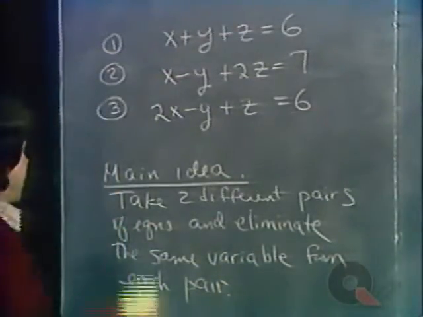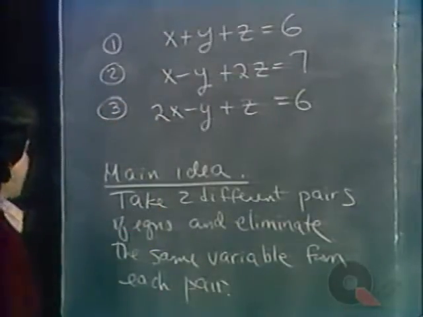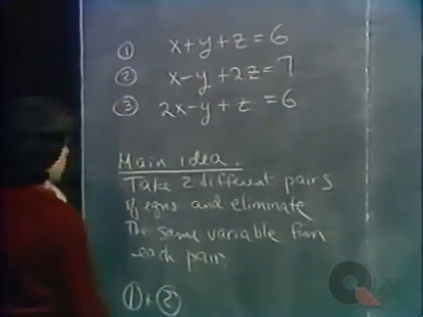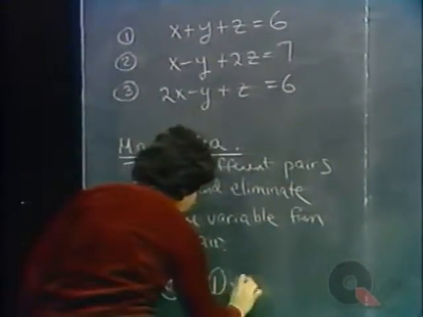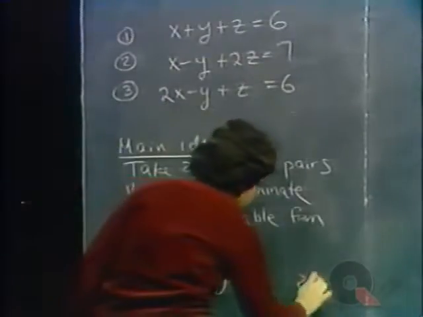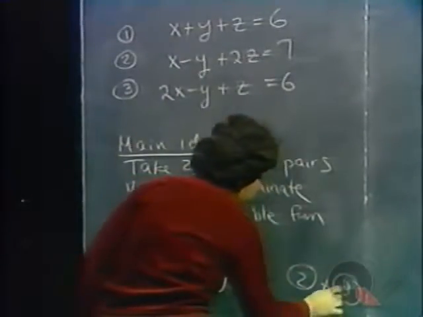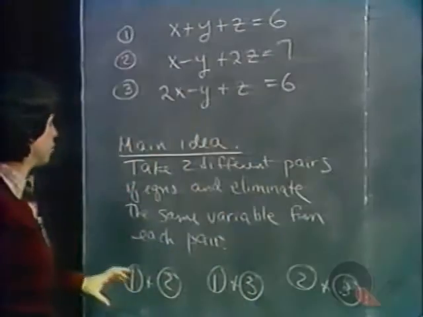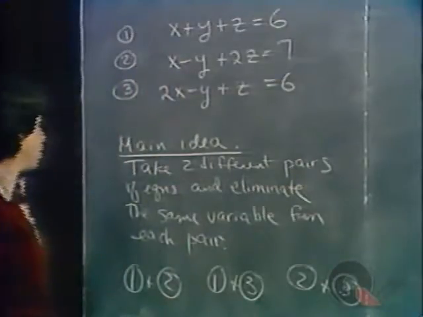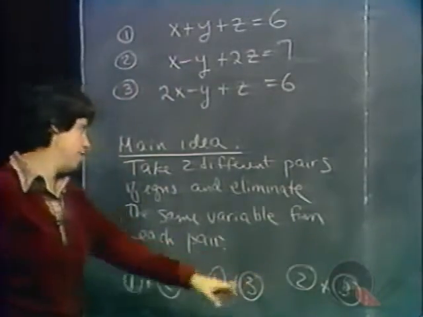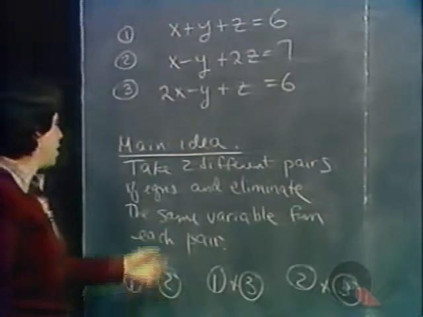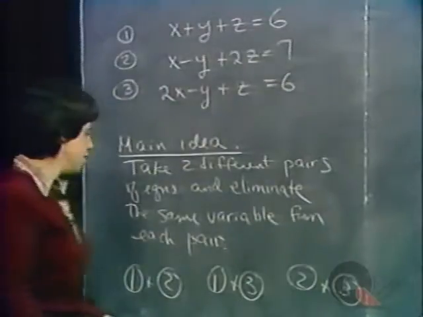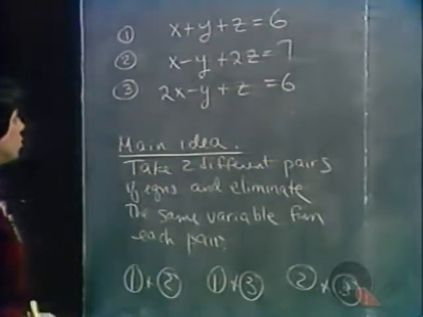Now there are 3 possible pairs of equations. We could take the first equation and the second. We could take the first equation and the third, or we could take the second equation and the third. 3 different pairs, 3 different groups that we could make of 2 equations each. We want to take 2 different pairs. Okay, so take 1 and 2, and then take 1 and 3, and eliminate the same variable from each pair. This will result in 2 equations in 2 unknowns.